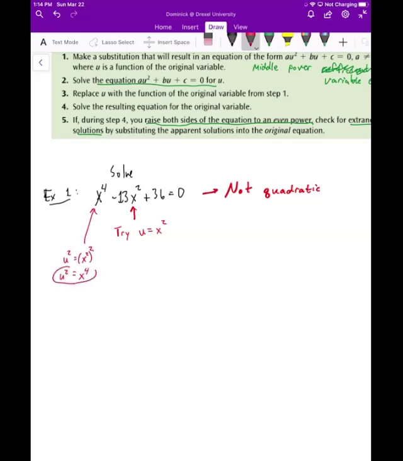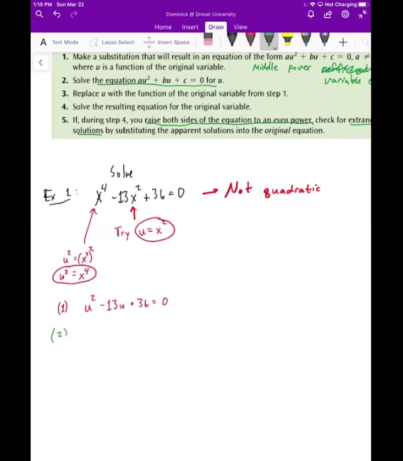So since both of these powers match here, that's how we know that we can make this substitution. So now sort of our first step was all this stuff here, but now we can write the equation as u squared minus 13 times u plus 36 is equal to 0. So that's our first step. So now we want to solve this in terms of u.